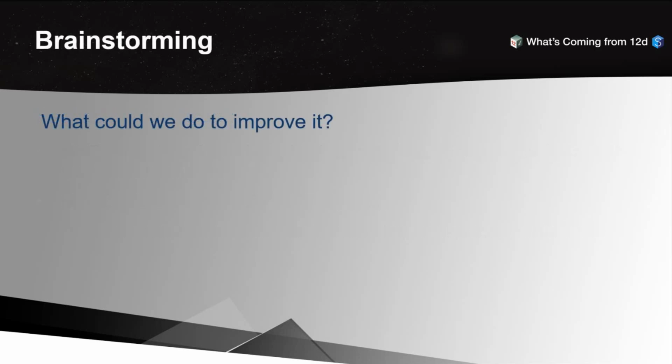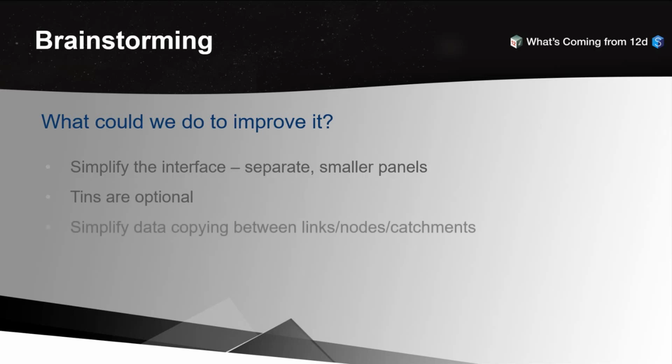So we had a bit of a head scratching session, and sat down to have a bit of a chat about what we could possibly do to improve it. Well, one of the obvious ones was just to simplify the interface. Maybe look at using separate and smaller panels for the job. One of the other things that we talked about was making tins optional, and also giving people the ability to easily copy data between links and nodes and catchments.